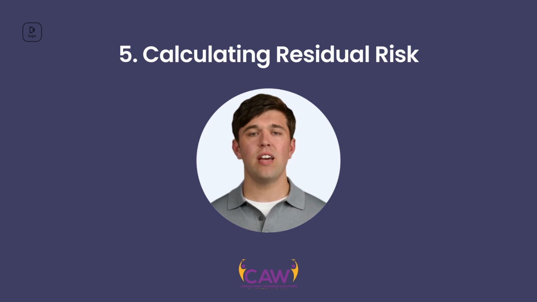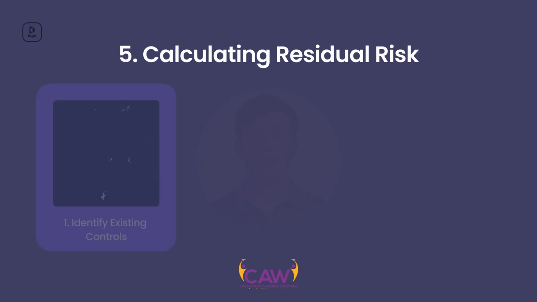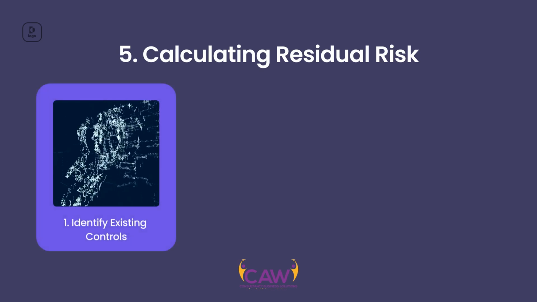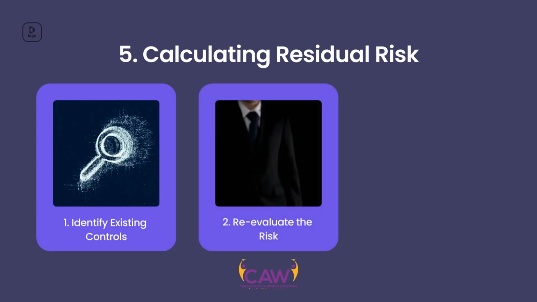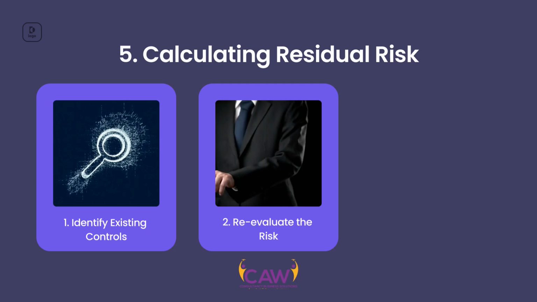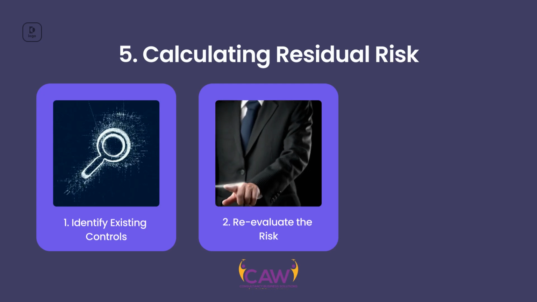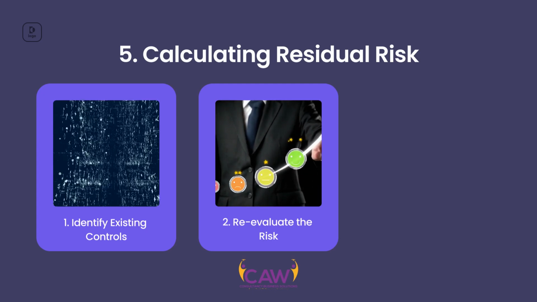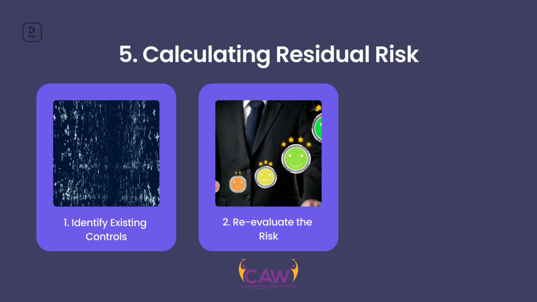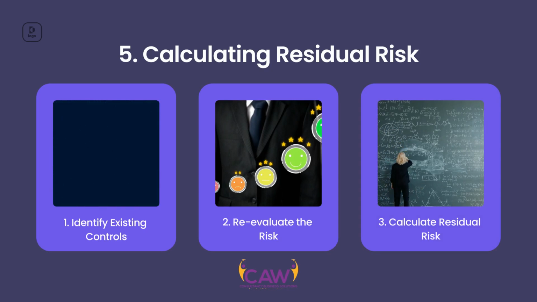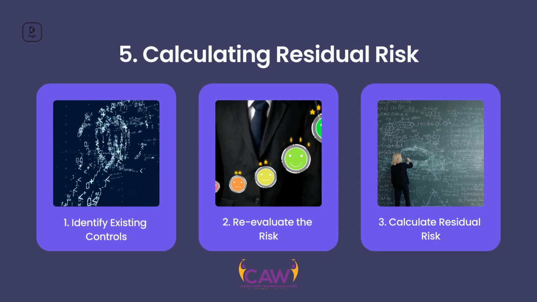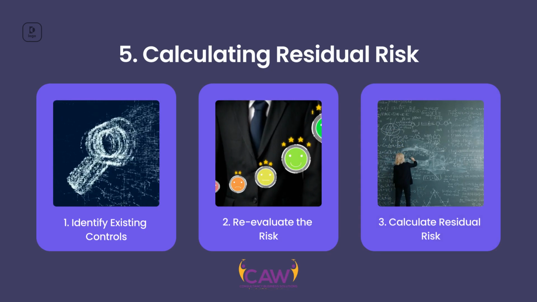Residual risk refers to the level of risk that remains after all control measures have been applied. To compute the residual risk, follow these steps. 1. Identify existing controls, document all the control measures that have been implemented. 2. Re-evaluate the risk, assess the likelihood and severity of the risk after the controls have been put in place, using the same scale as previously established. 3. Calculate residual risk, employing the following formula: residual risk equals likelihood after controls multiplied by severity after controls.